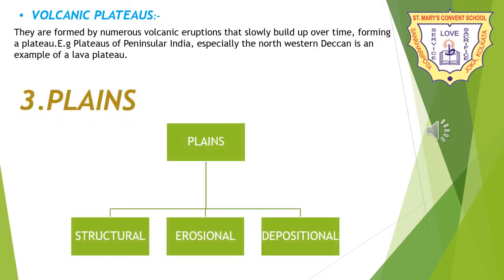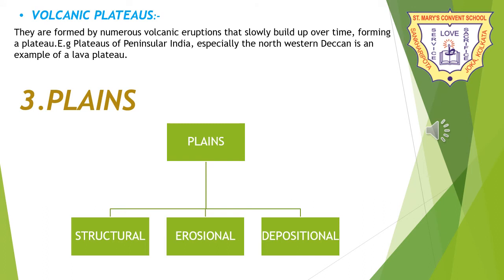Now what are volcanic plateaus? Volcanic plateaus are plateaus which are formed by volcanic eruption that slowly builds over time, forming a plateau. For example, the northwestern Deccan is an example of a lava plateau which is formed by the solidification of the lava.